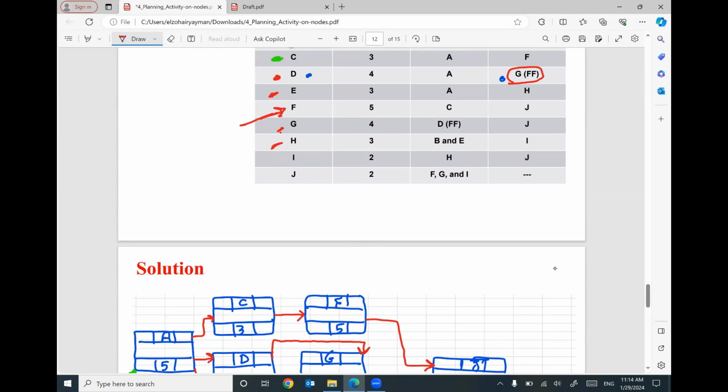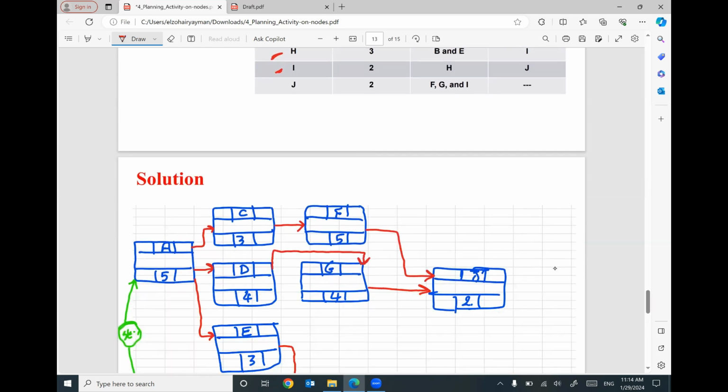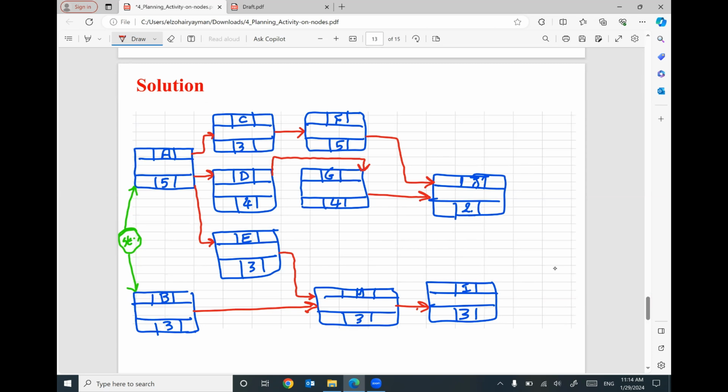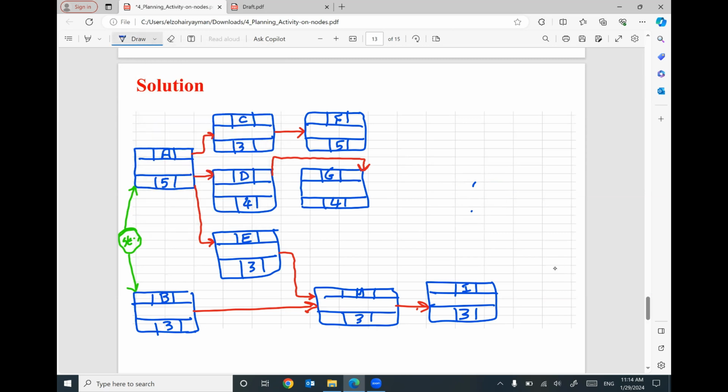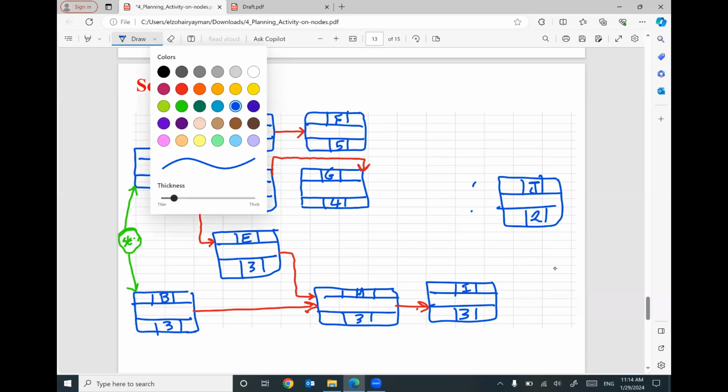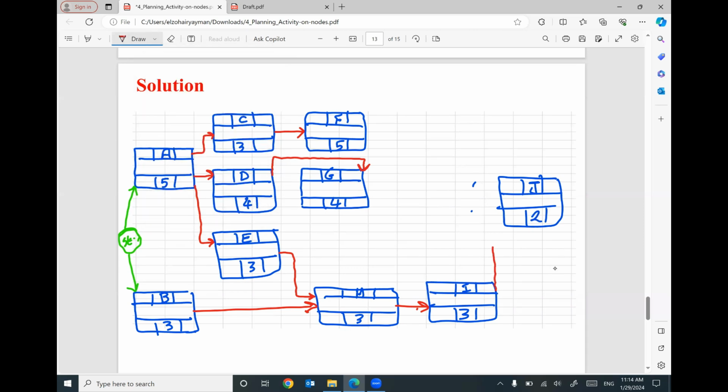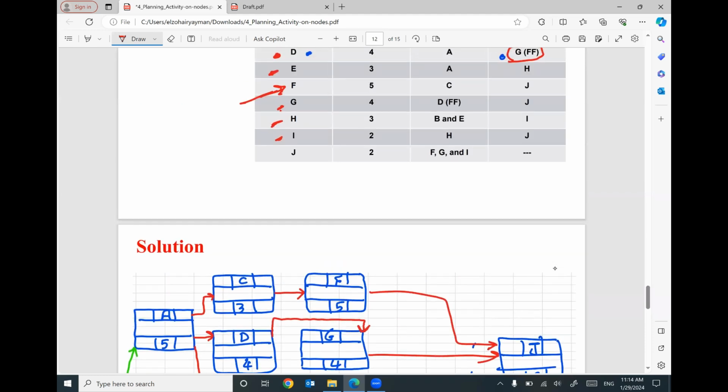After I, we have J. So looks like we should push J a little bit here with a duration 2. So I can finish I and then start J. Does that make sense? So after I have to start J.